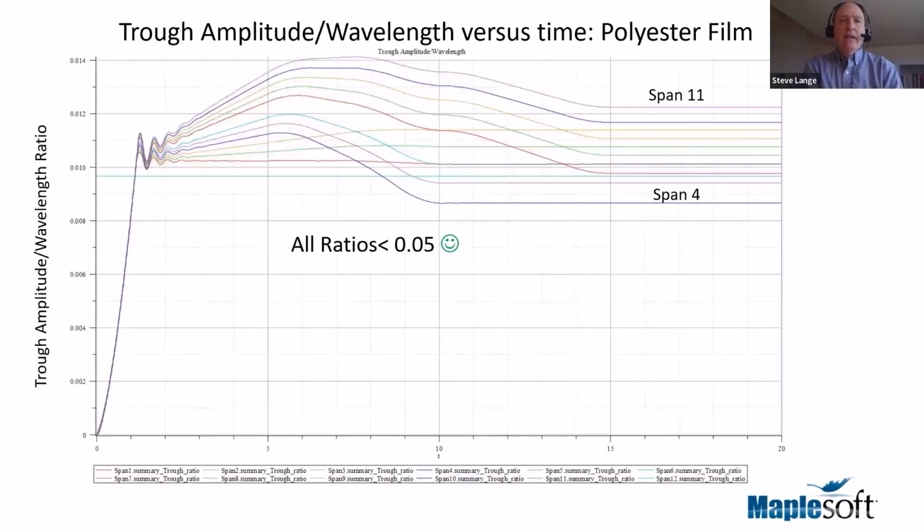Now, this is the trough amplitude to wavelength ratio for the polyester film. And I said on the earlier slide that if we exceed 0.05 for this ratio, that might be a watchout. For this stiff web, for the tensions that we had input and the roller speeds, it appears that all of these ratios are okay. They're all lower than that limit. So we might not expect any troughing to occur for this particular web with this particular setup.